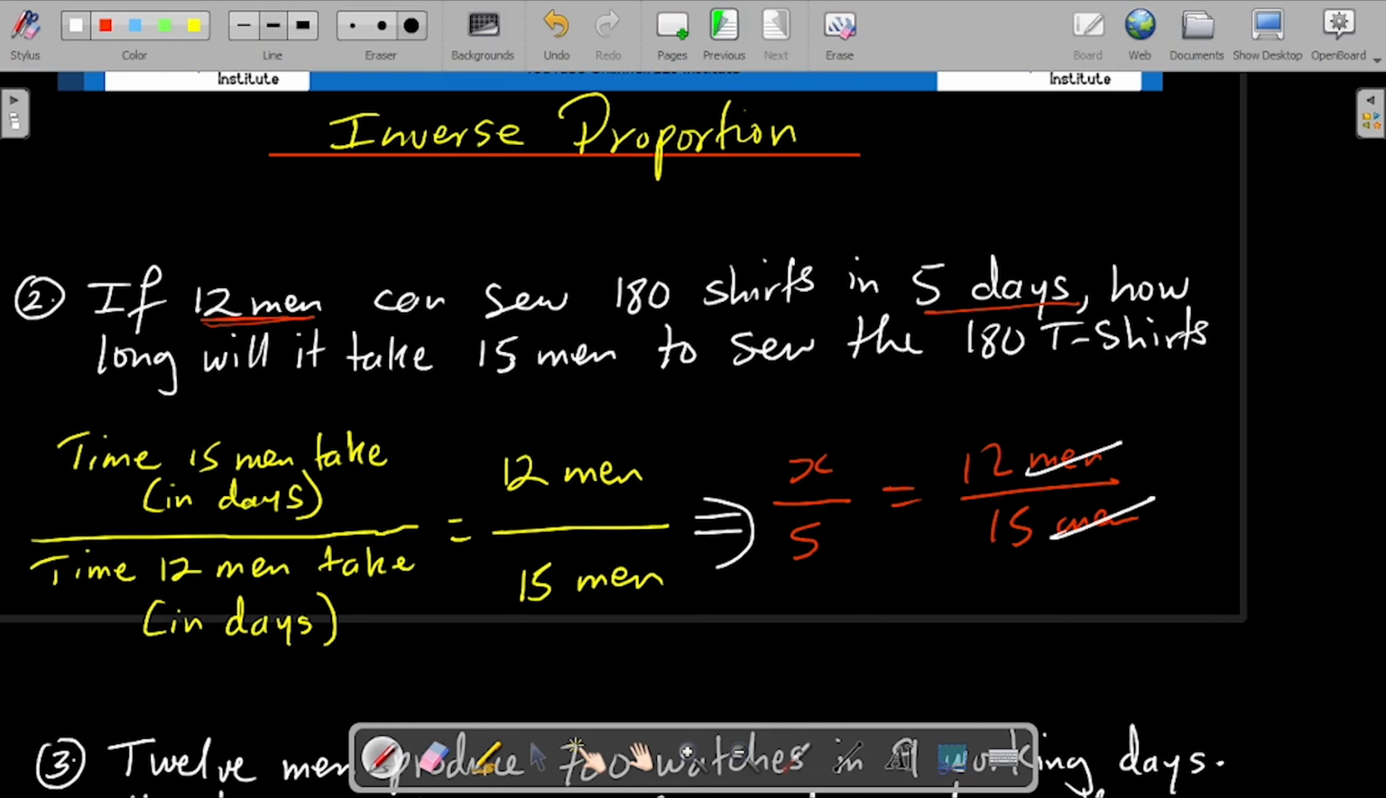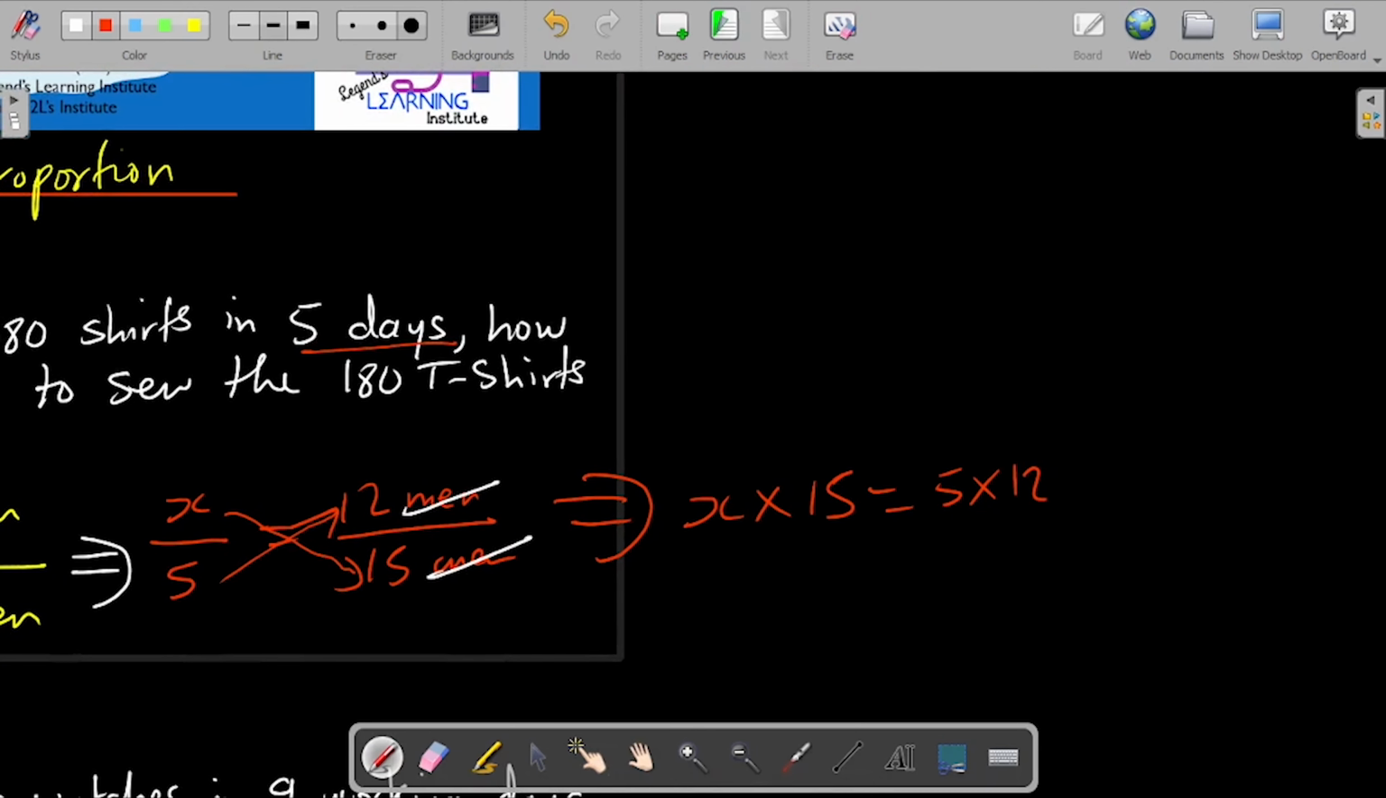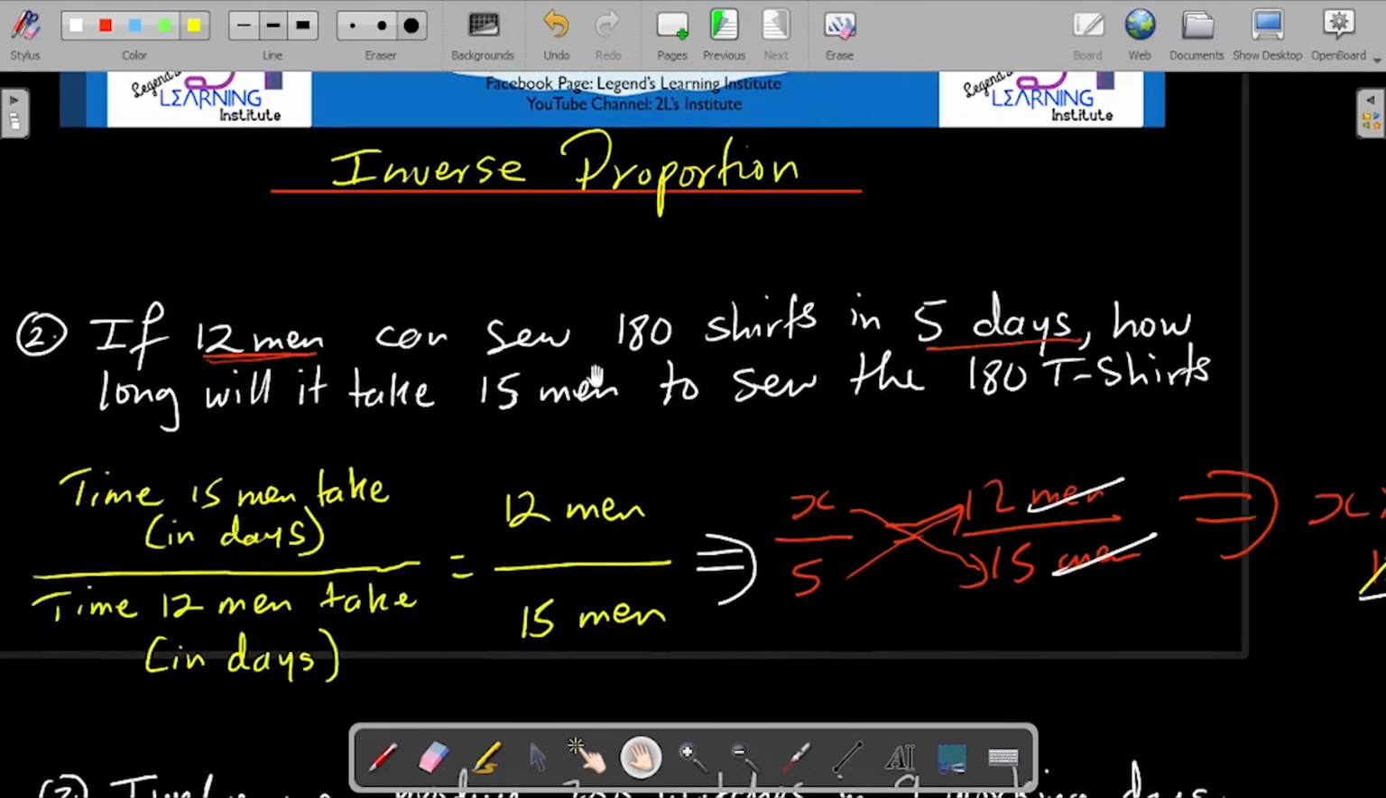So we say x times 15 is equal to 5 times 12, and we all know 5 times 12 is 60, but what's x times 15? x times 15 is 15x. So 15x equals 60. So if 15x, or 15 times x, equals 60, then we could divide by 15 on both sides and get what x is. Because the 15 would cancel each other off here and we would be left with x, which is 60 divided by 15, and 60 divided by 15 is equal to 4, because 15 times 4 is 60. So 4 days. So 15 men would take 4 days to sew the 180 shirts.